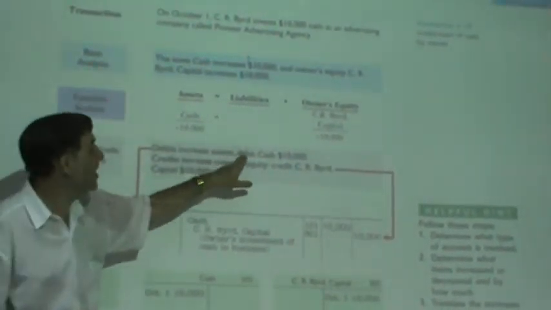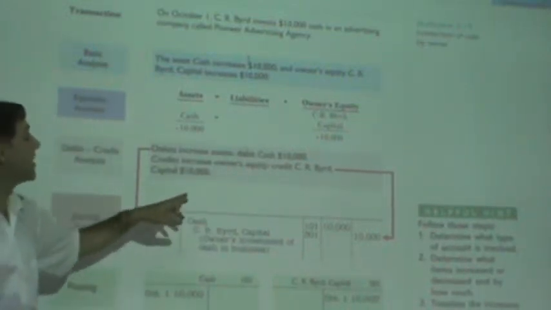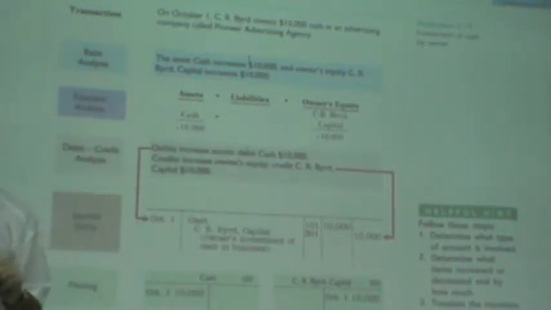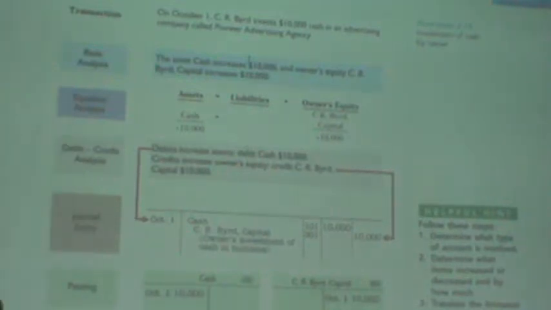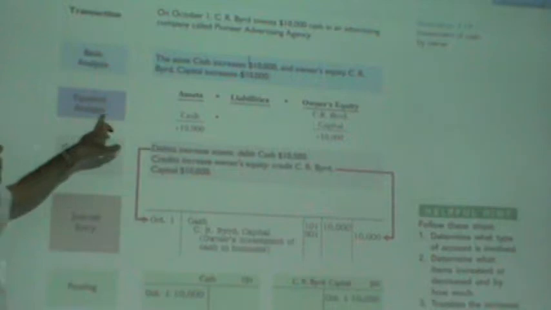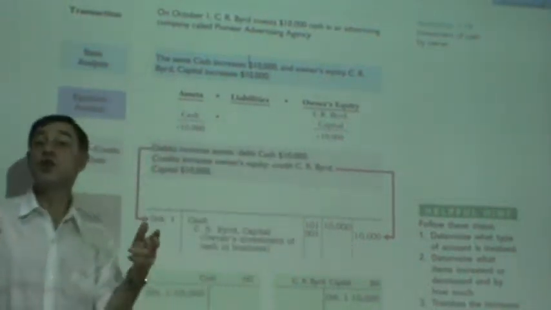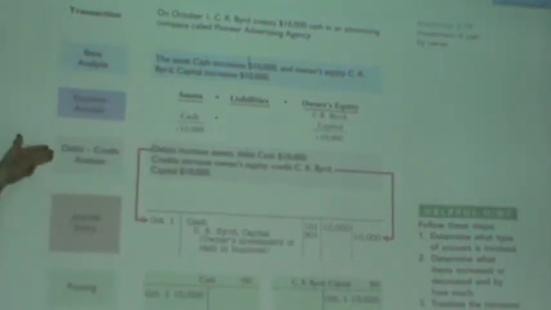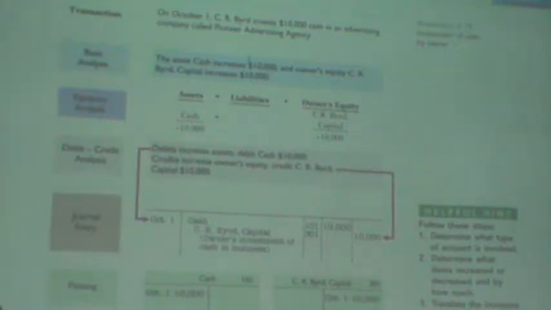Cash is a debit account, so debit increases. You say debit cash, and then you say credit capital. Okay? That's the second one. So step 1, basic analysis. Step 2, equation analysis. You already did this. Step number 3, debit and credit analysis.